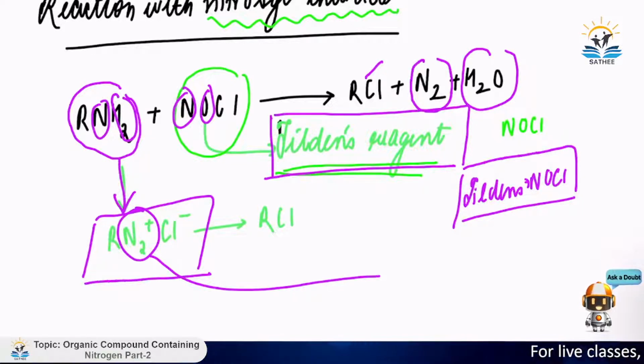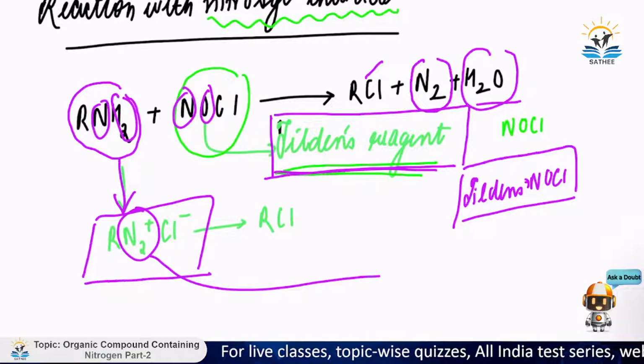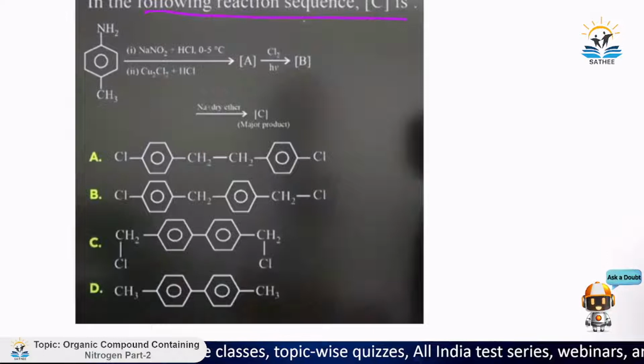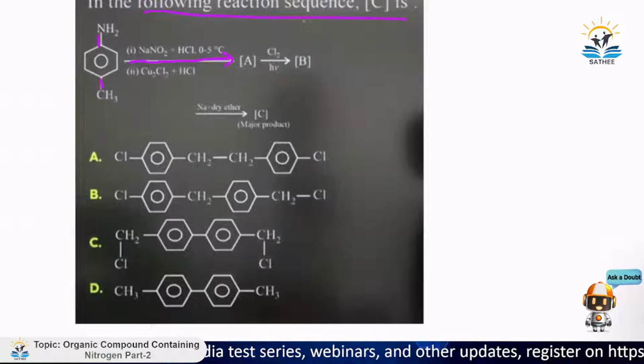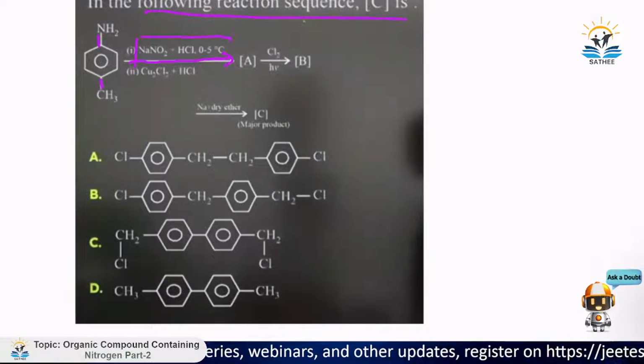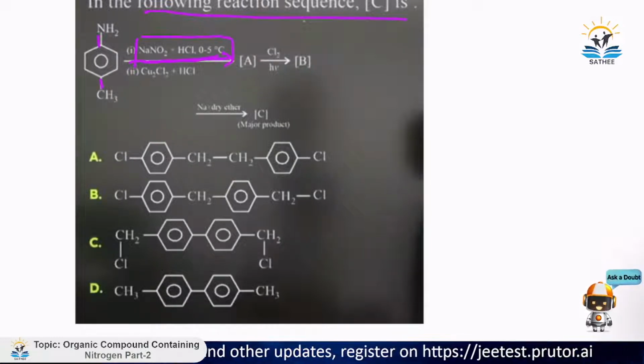And leave from here as water. Now the question: what do we have to find? Here we saw that NH2 and CH3 are there, and NaNO2 in the presence of HCl at 0 to 5 degrees Celsius. Now we saw what will happen in this reaction. This is our diazotization reaction, so diazonium salt will form. The first step is clear.